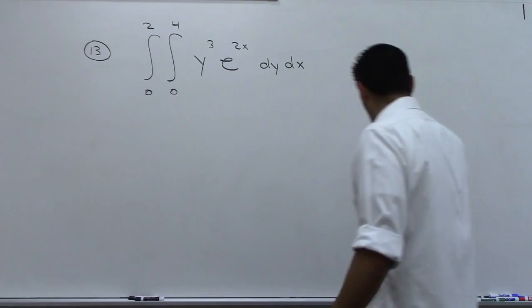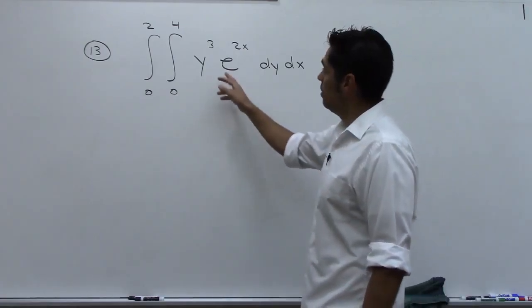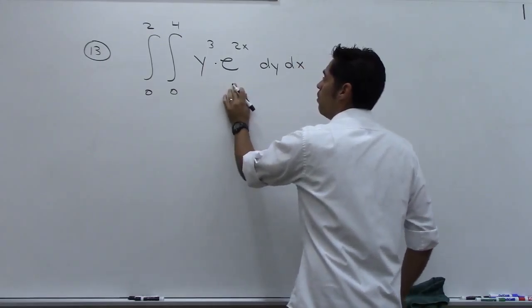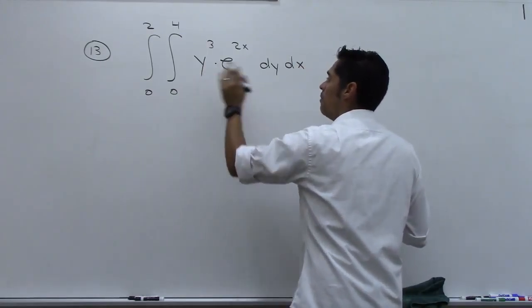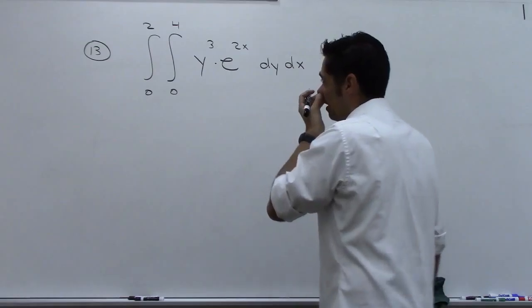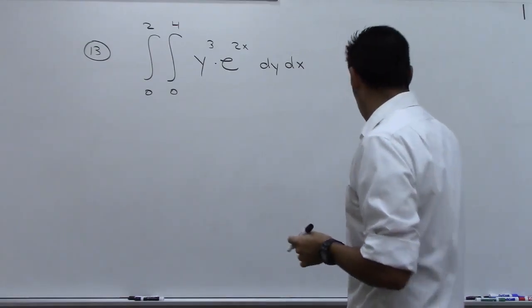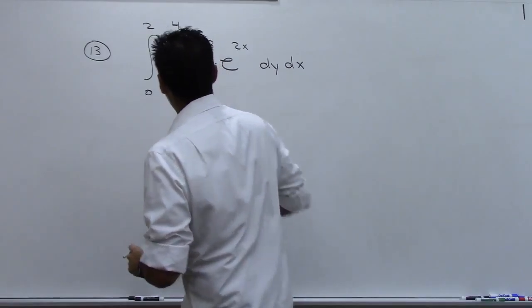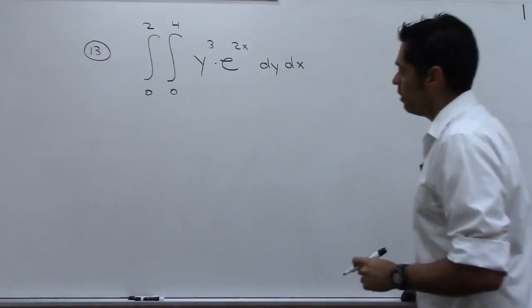We've got an integrand that contains a product of two functions. One is a function of y completely, and this is a function of x completely. So this is one of those special cases, actually. I could, if I want, split this up into two integrals, and it's kind of a little shortcut.